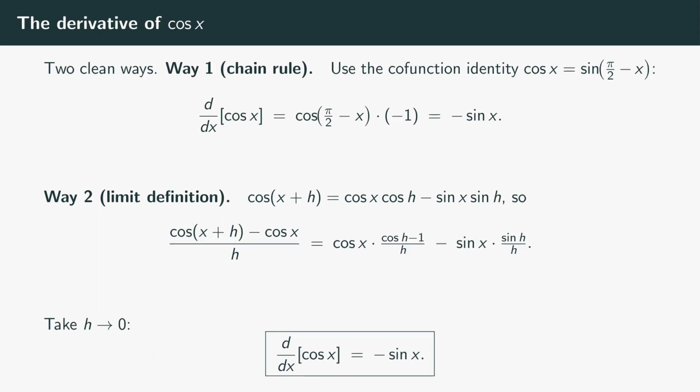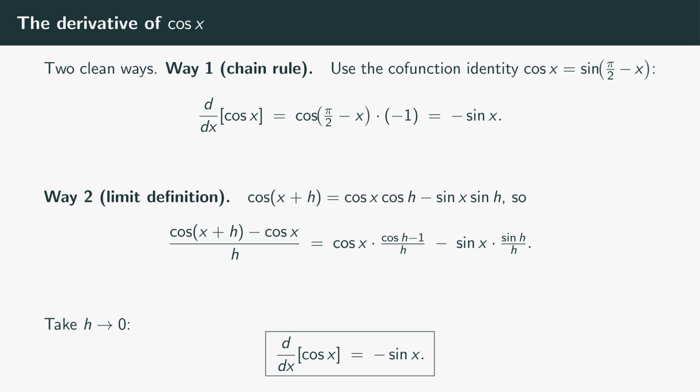For the derivative of cosine, two routes both work and both are short. The first uses the chain rule plus the cofunction identity. Cosine of x equals sine of pi over 2 minus x. That's just a relabeling of the same picture, since cosine and sine are quarter period shifts of each other.